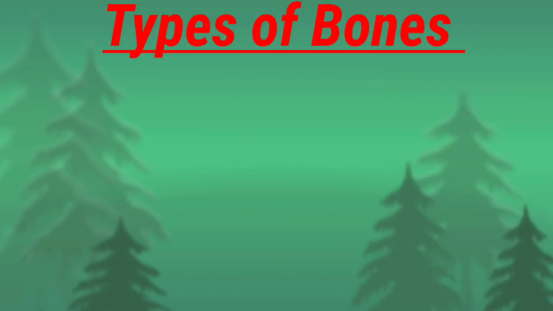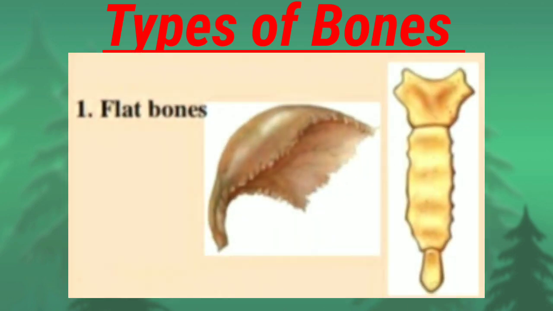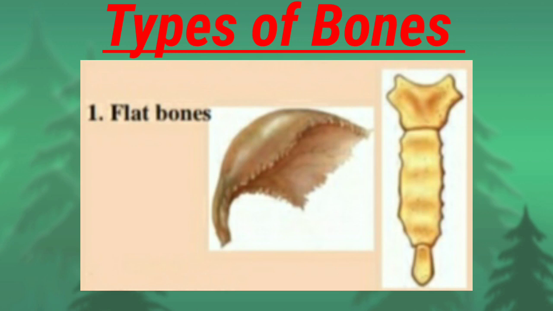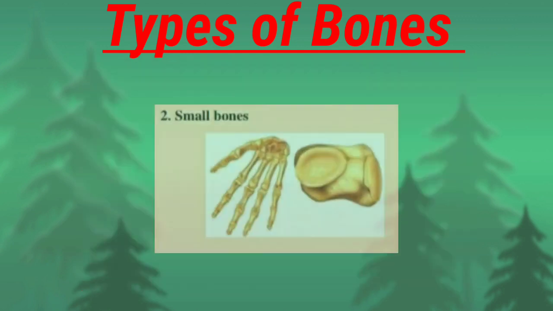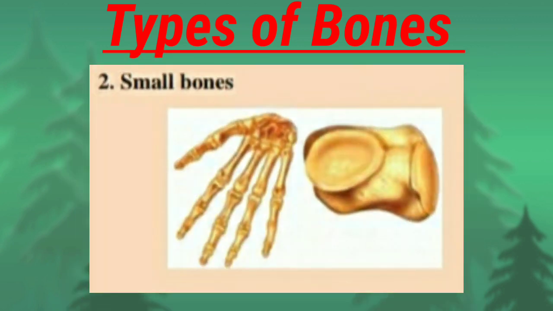Types of bones. Bones of our body are classified into 4 types. Flat bones. The principal function of flat bones is extensive protection and the provision of broad surfaces for muscular attachment. Small bones. The primary function of small bones is to provide support and stability with little or no movement.